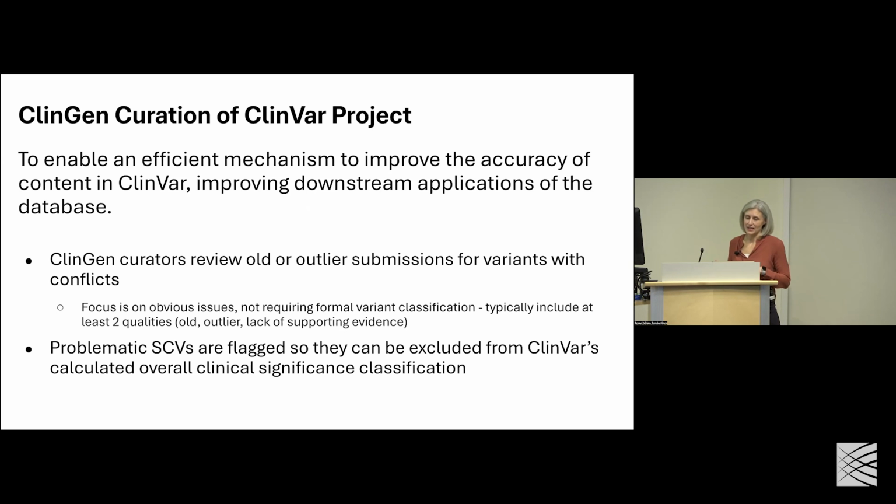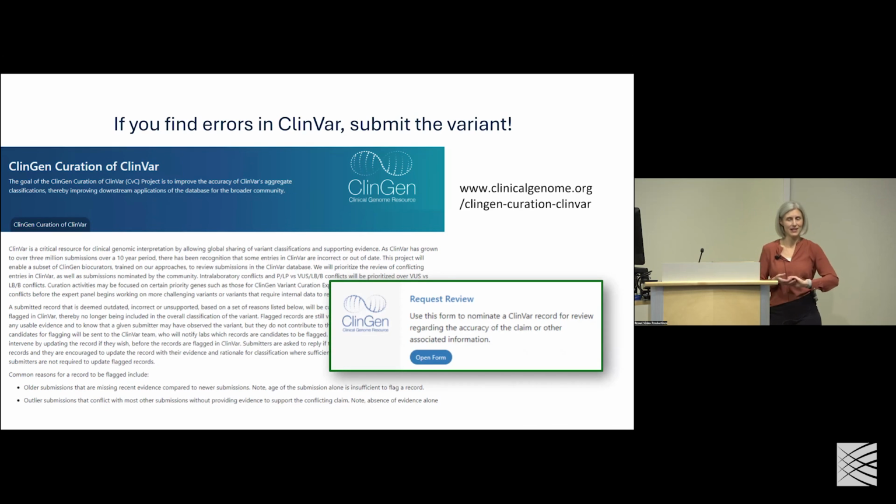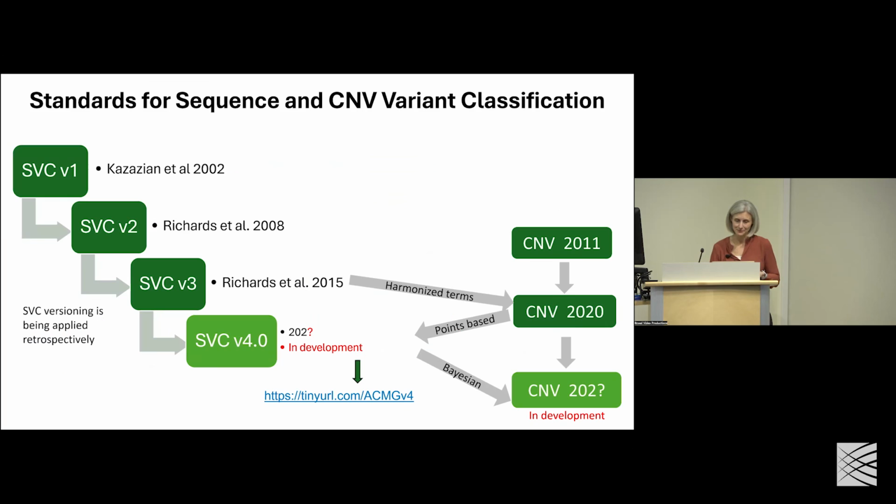And that has been led by ClinGen, which is now, Heidi has spearheaded this ClinGen Curation of ClinVar project, or CCC, in which ClinGen curators now go in and review these conflicting entries in ClinVar, pick out, for example, the old ones that are outliers and flag them so that they're no longer integrated into that aggregate classification that's at the top of the page. So this is something that can be crowdsourced. If you find errors in ClinVar, there's a link on the ClinGen website where you can go and flag them for review as well.